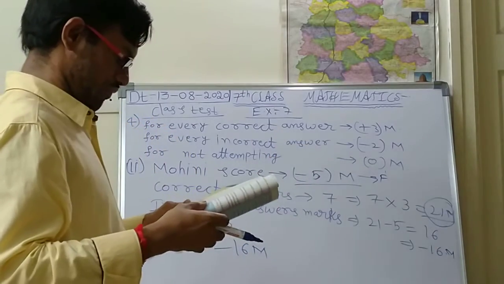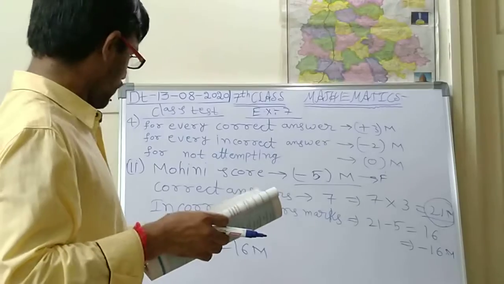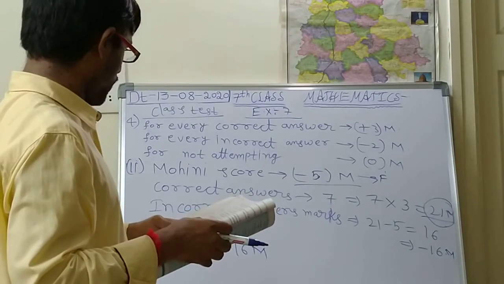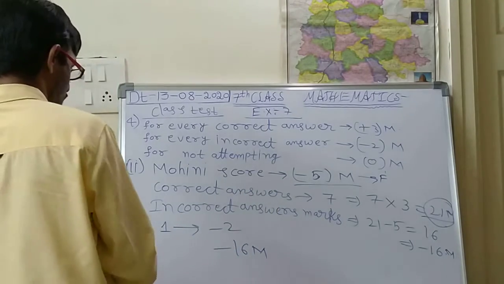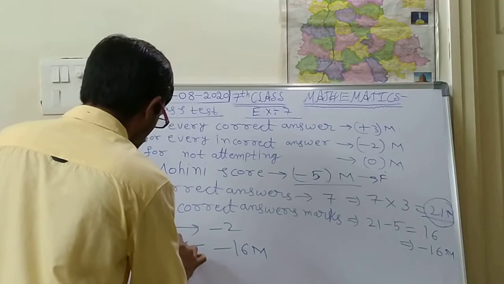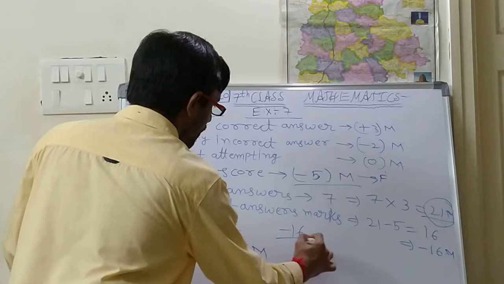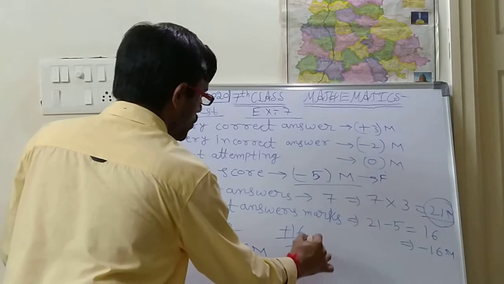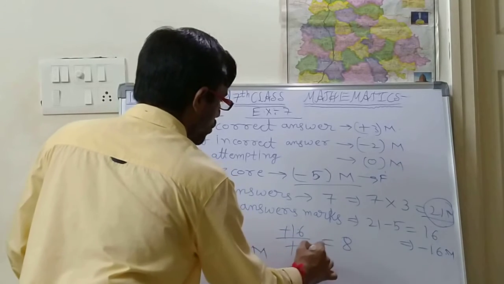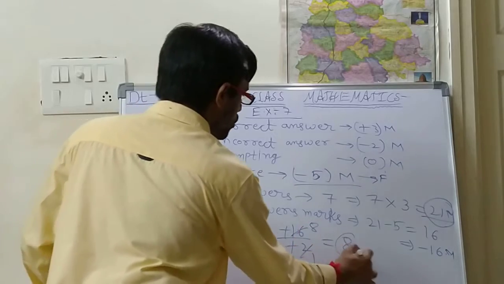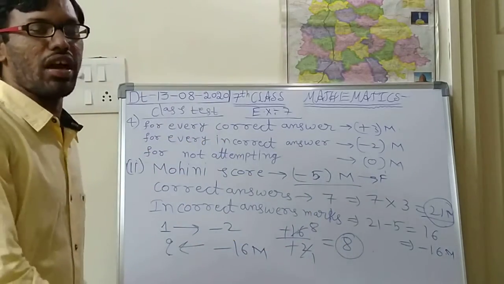Just a minute. So all is the same as the previous problem. Minus 16 by minus 2. 2 ones are 2, 2 8s are 16. So 8 incorrect answers she has written.